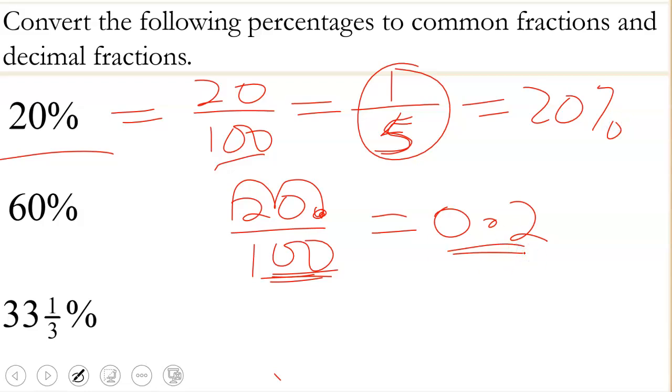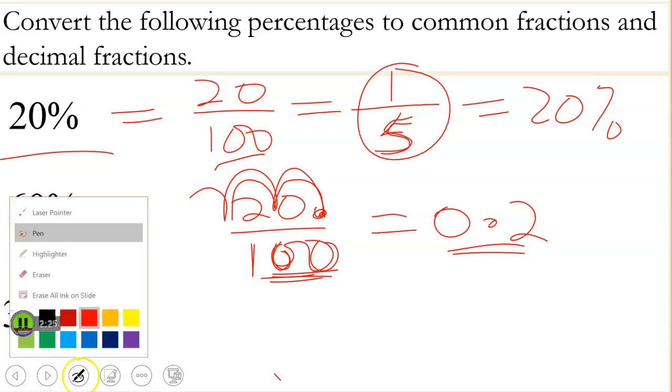Now, with the fraction to the decimal, if it is over 100, the number of zeros that we have will help us to know the number of decimal places we want to move from the original number. So that is for 20%.